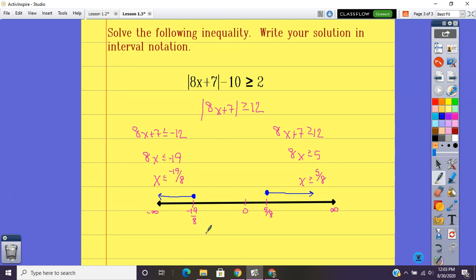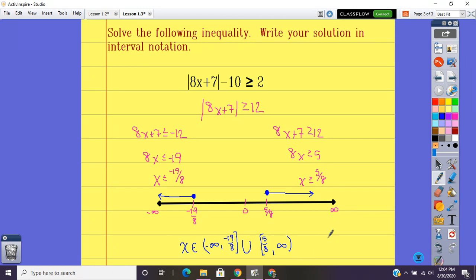So our interval notation is going to have two parts because we have two parts to our graph. For interval notation, we're going to have x is an element of negative infinity to negative 19/8. So parentheses on our infinities, and since it can equal this, we have a bracket. Or, so that's our union, it could be 5/8, including 5/8, so it's a bracket, to infinity. And that is our interval notation, that is our solution.